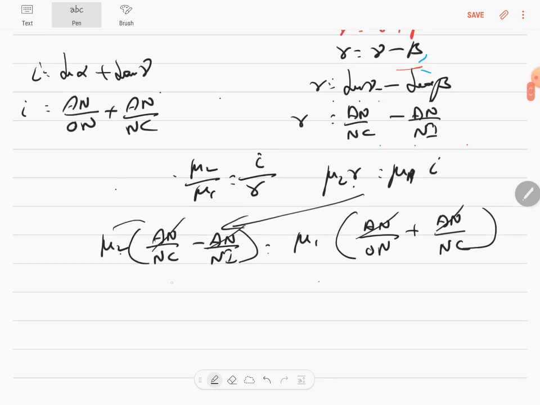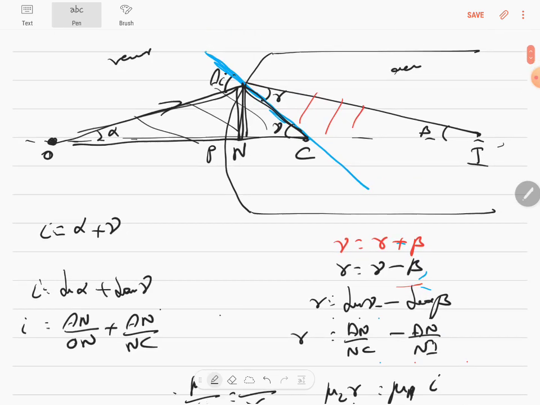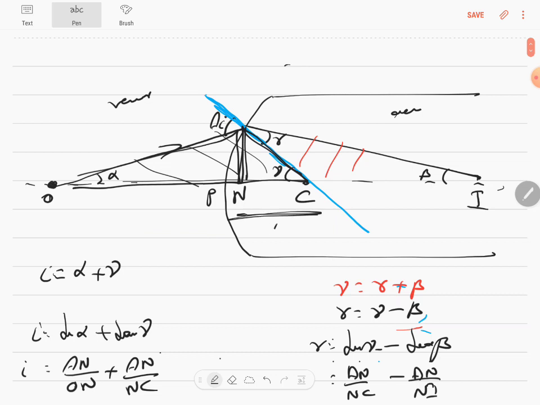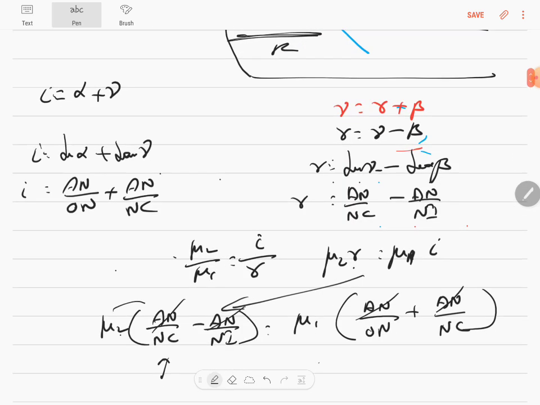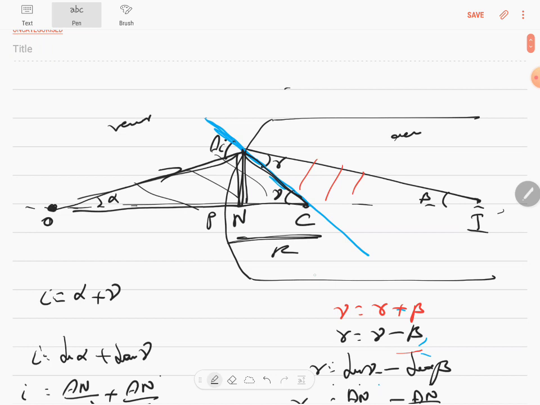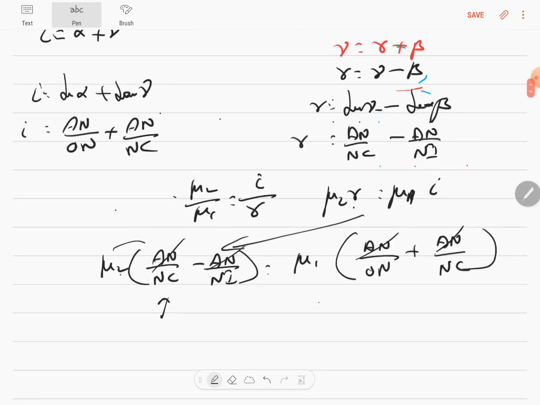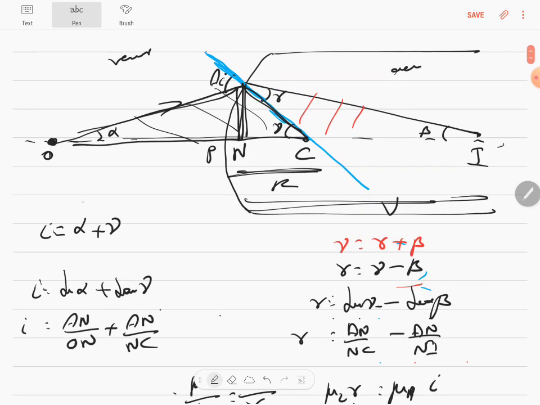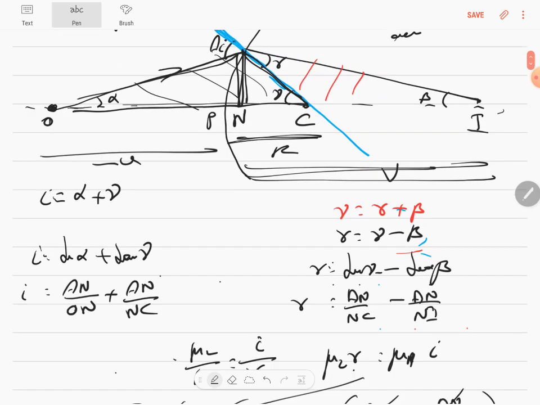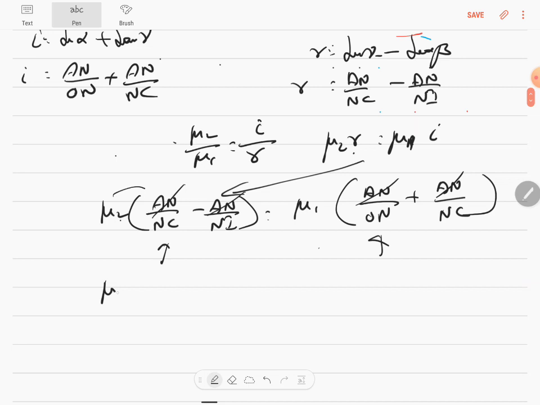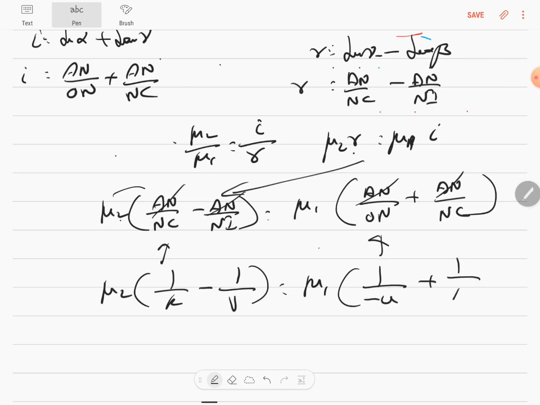You can do the substitution for NC. What is NC? NC is the radius of curvature, which is on the right side of the pole, so it's positive. What is NI? NI is the image distance, which is V to the right, so it's positive. What is ON? ON is the object distance, which is to the left, so minus U. Substituting that, you get mu 2 into 1 by R minus 1 by V is equal to mu 1 into 1 by minus U plus 1 by NC, which is nothing but R.